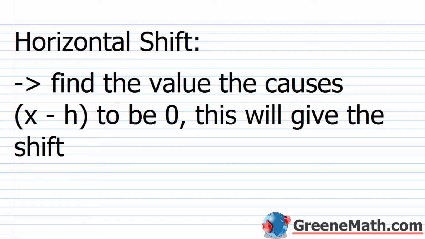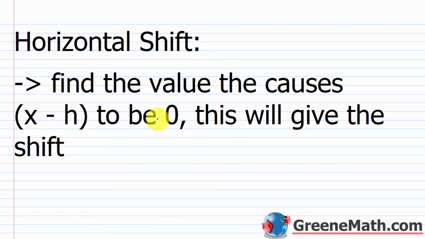All right, so if you're on a test and you're really confused, you don't know what's going on, horizontal shifts give students the most trouble. With the vertical shifts, they really get it right away. But a lot of students with the horizontal shifts are just like, I don't know what's going on, I can't figure this out. Just find the value that causes x minus h to be 0. This will give you the shift.